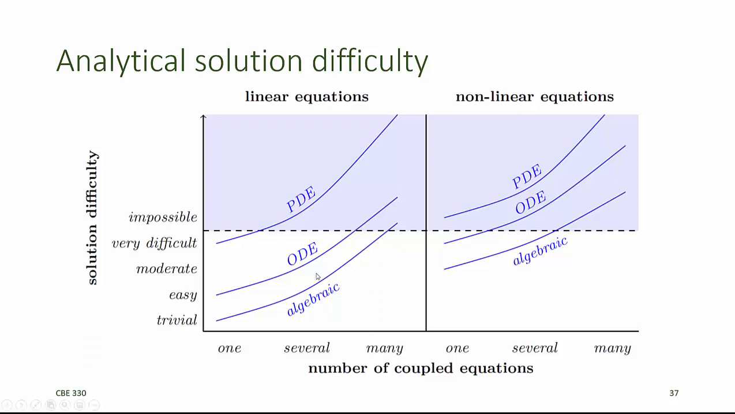This is true whether we're solving an algebraic model, an ODE model, or a PDE model. Even for algebraic models, if we have an extremely large number of equations, there are so many calculations to perform that the model essentially becomes impossible to solve. The impossible region is represented by the gray area on this plot.